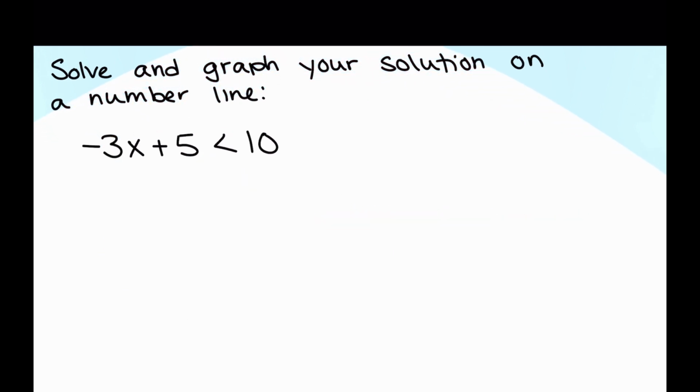All right, here's my second example. Negative 3x plus 5 is less than 10. So let's start this problem the same way we did the previous problem. I want to get rid of that plus 5 so that I can isolate that term with the x. To do that, I'll subtract 5 from both sides, and that gives me negative 3x less than 5. 10 minus 5 is 5.